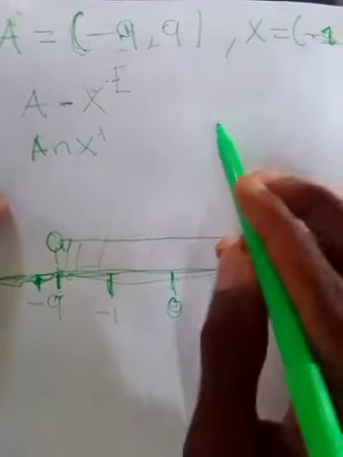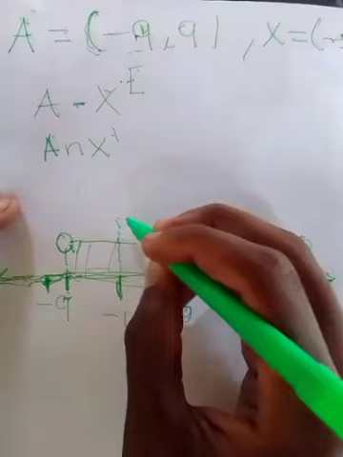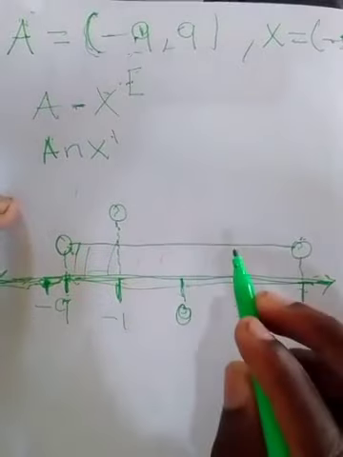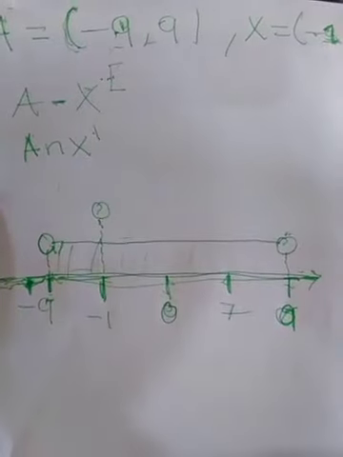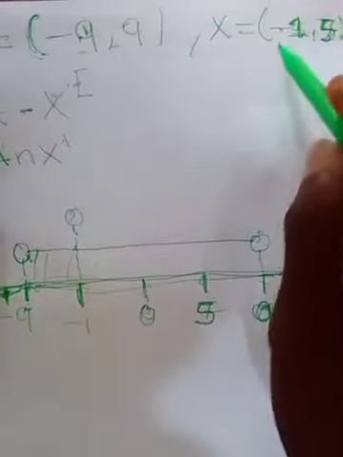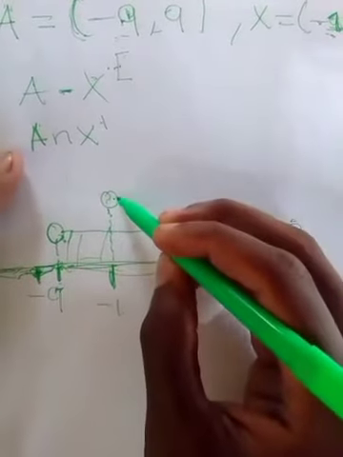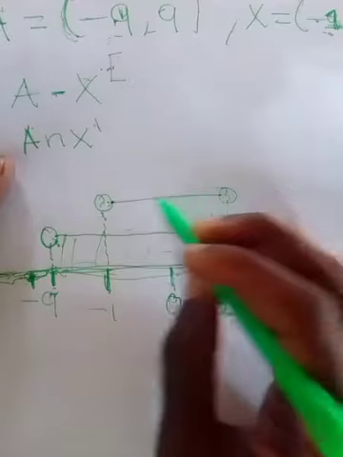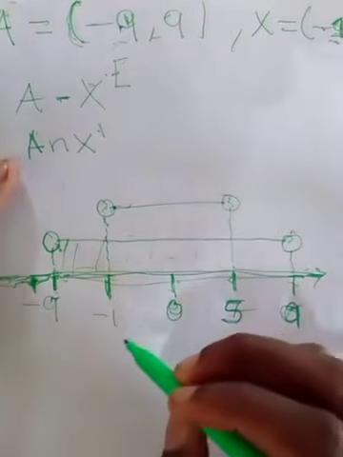Now let's go to our X. X is starting from -1, and it is going up to 5. I think where I've put 7, there should be 5. So X is starting from -1 to 5. It starts from -1 and goes up to 5. This is the region for X. Now you want to shade.